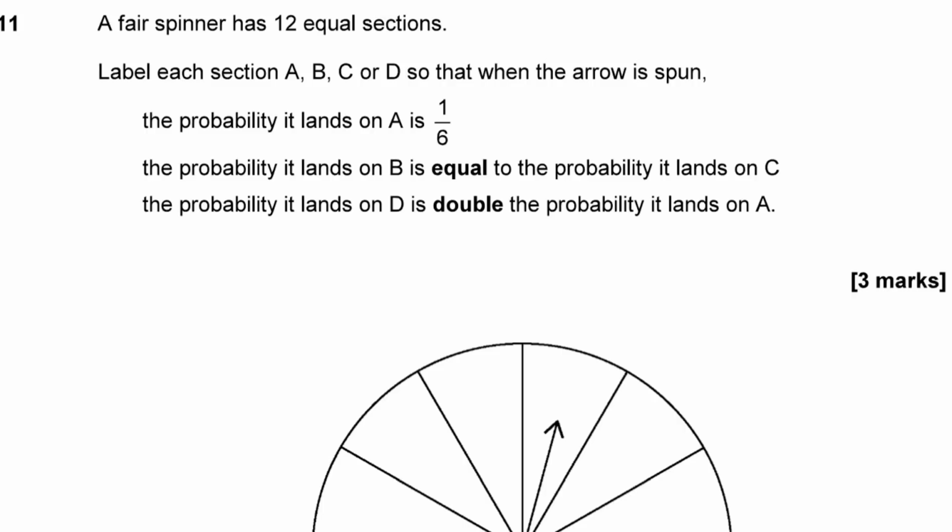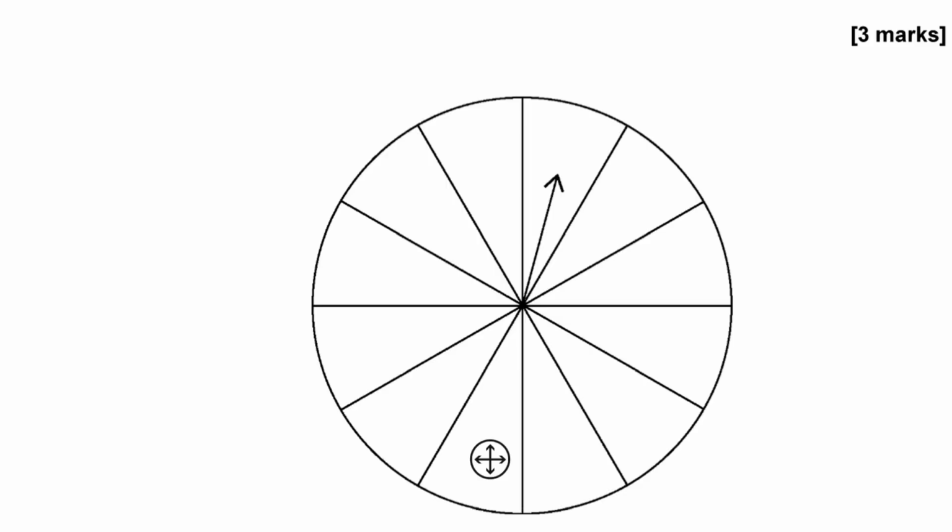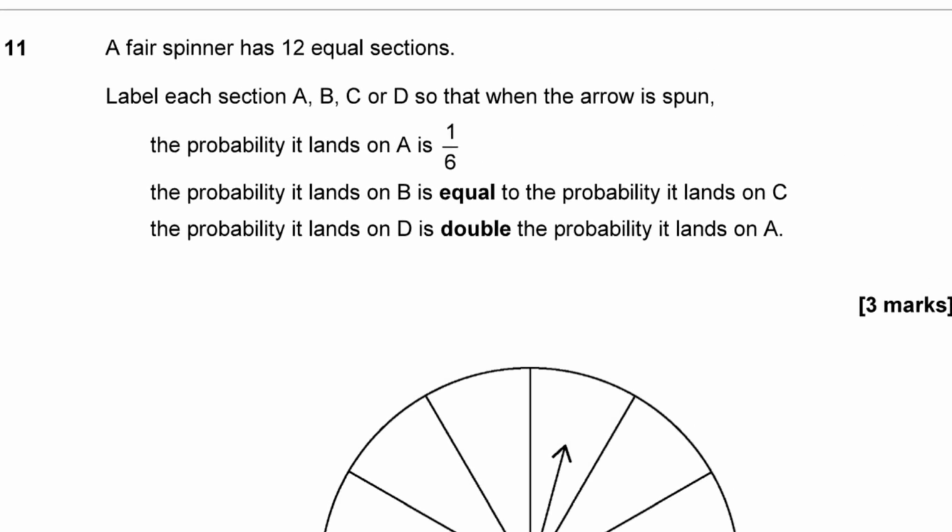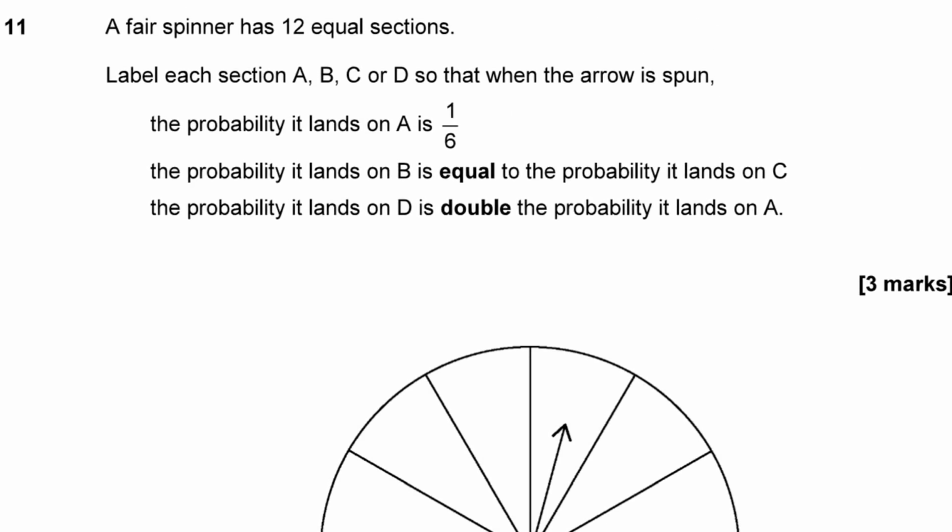Now our spinner's been divided up into 12 sections, so we need to be working out in fractions of 12 how many of these are going to be of each sort. So the probability that it lands on A is 1/6. Now I can rewrite that as a fraction over 12 just by multiplying top and bottom by 2, can't I? What I do to the bottom I have to do to the top. So 6 times 2 is 12, 1 times 2 is 2. So that means 2/12 of my spinner have to have the letter A on them.